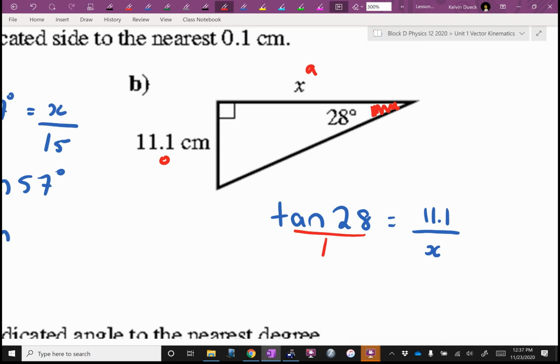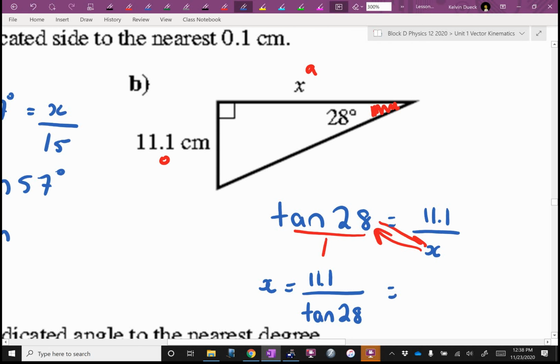Who remembers the shortcut from last day? Stuff can move diagonally. The x can move to there. The tan 28 moves to there. X equals 11.1 divided by tan 28.